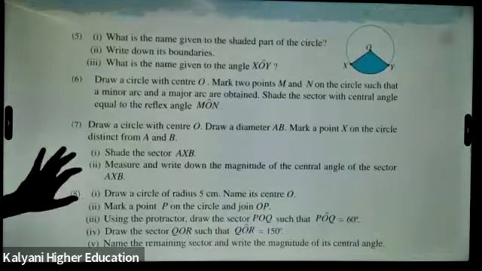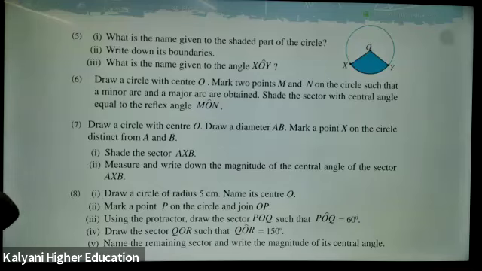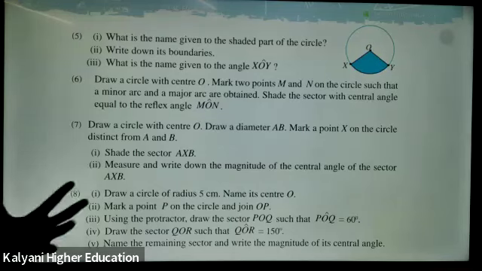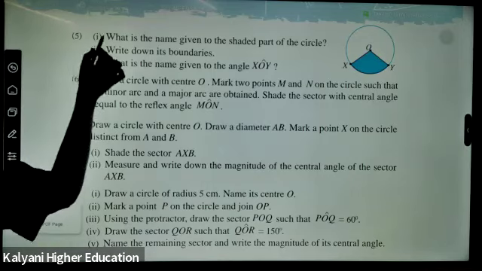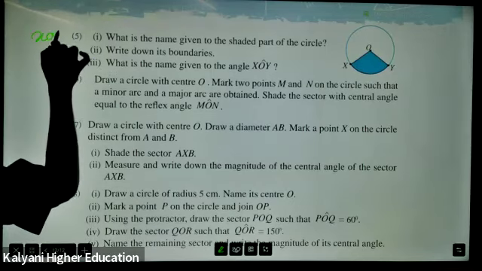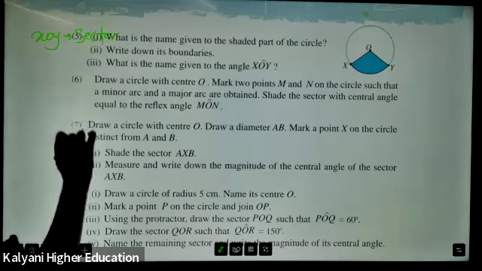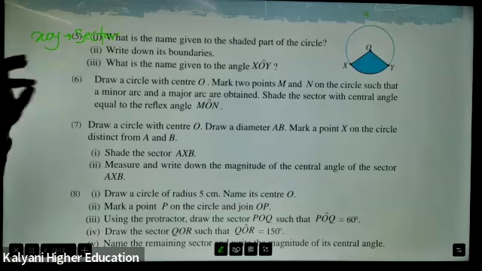So, what is the name given to the shaded part of the circle? What is the name of the shaded part? XOY. XOY, correct. So the first answer is XOY. And we call that what? Sector. Don't say minor or major, just sector. If they ask whether it's minor or major, then you can tell.